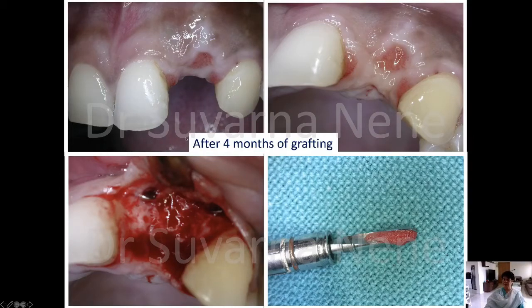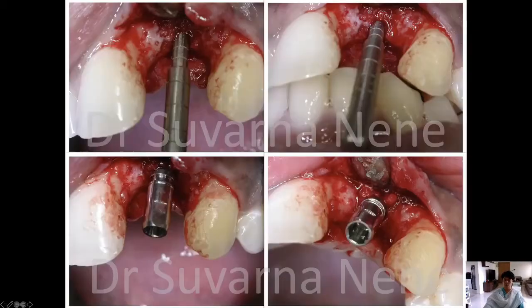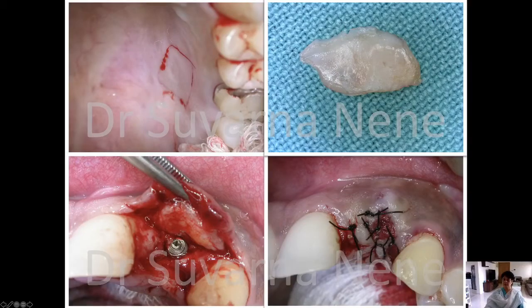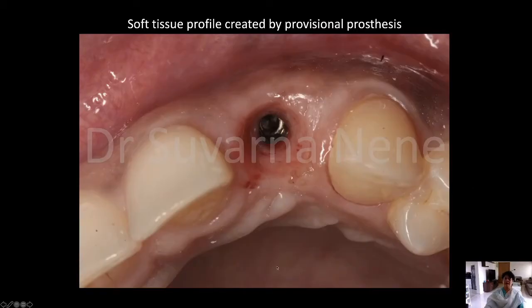Then we waited for 4 months after the grafting, and at the time of surgery you can see the bone which is coming out of the osteotomy site is vascular, it's red, it's not white like marble powder. And then we placed an implant. Here simultaneously I also used the connective tissue graft. We've taken a free gingival graft from the palate. We de-epithelialize this, and after de-epithelialization it will be placed on the buccal aspect and stabilized, and then close it.